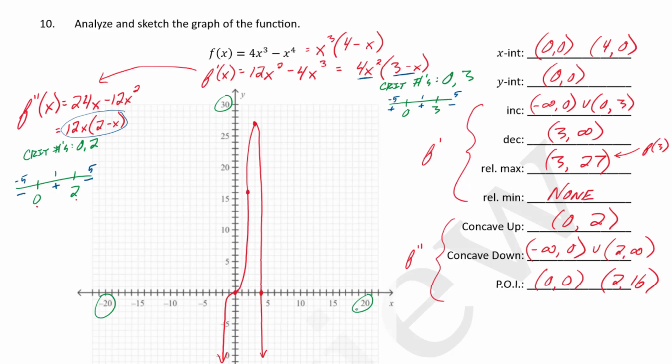So anyway, hopefully this has been helpful. Sorry if this sounded really rushed, but this is just something where you can have a little bit more of a description than the answer key would be.